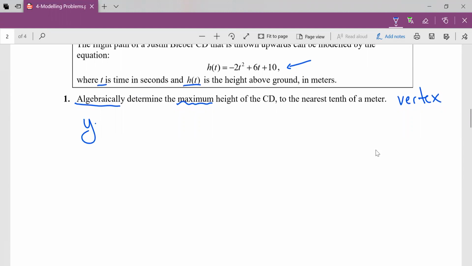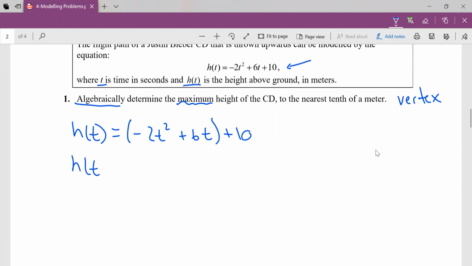I'm going to change that just to a y for now. Maybe I'll just call it an h. Or maybe I just won't be lazy and call it h at t, right? Don't be lazy. You can be lazy, but I shouldn't be lazy. Okay, I want the vertex, so I'm going to complete the square. Parenthesis, parenthesis. I'm going to factor out that -2, which gives me t squared minus 3t.